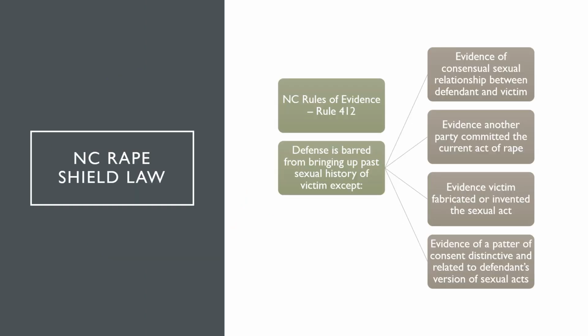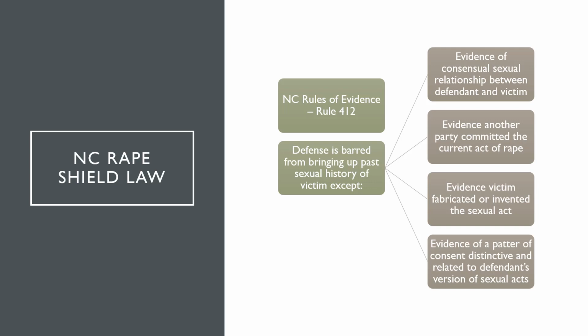Now, the North Carolina rape shield law falls under Rule 412. And basically, I am, as a defense attorney, prohibited from bringing up past sexual history except in these 4 instances. One, the first one we talked about, that there was a consensual relationship between the defendant and the victim. 2, evidence that somebody other than the person on trial committed the rape.